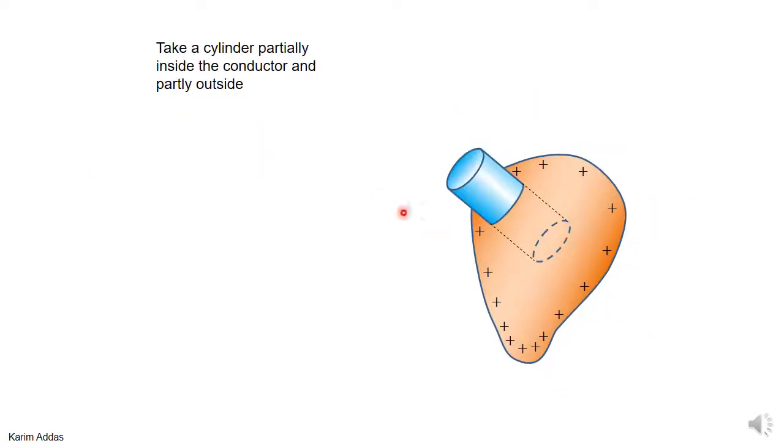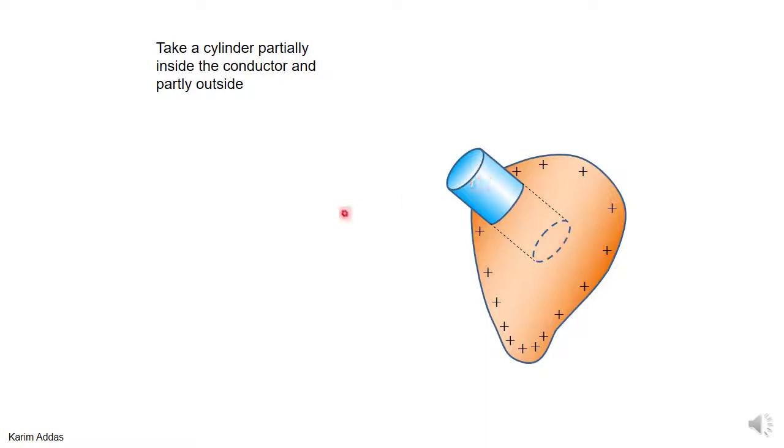We can do that by taking a Gaussian cylinder, a very small cylinder. I just drew it big here so you can see it, but it's very small. The height tends to 0, and the size of the face also tends to 0. Part of the cylinder is outside the conductor, this blue part, and the dotted part is inside the conductor. So the cylinder is puncturing the conductor.